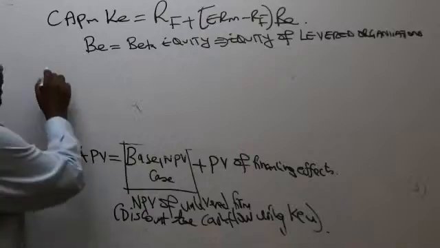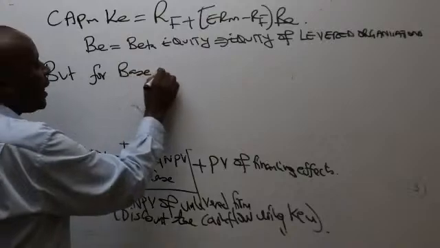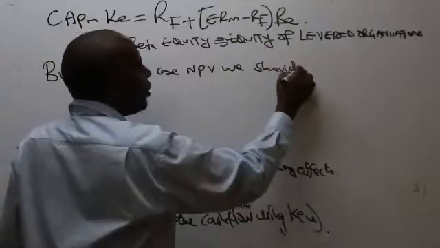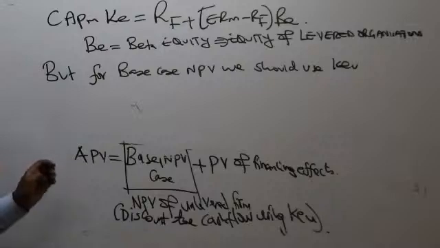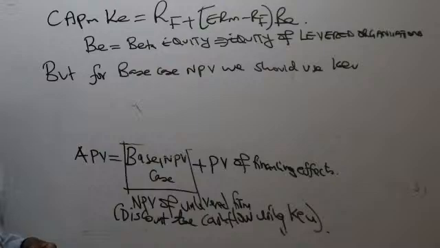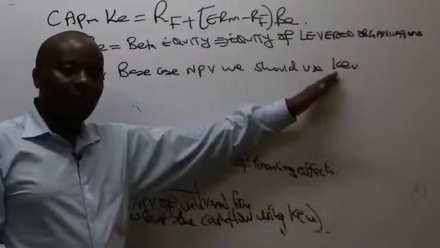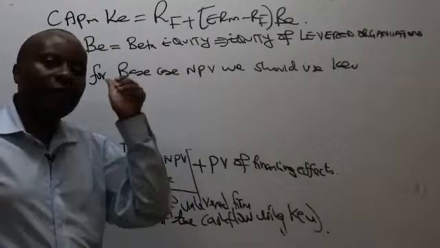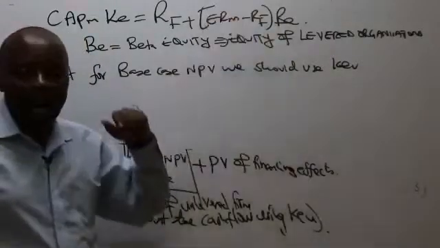But for base case NPV, ladies and gentlemen, we should use what we call KU. KU, you're the ones who have told me, is the cost of equity of an unlevered firm. So then, what I would need to do at the end of the day is to work with unlevered beta.